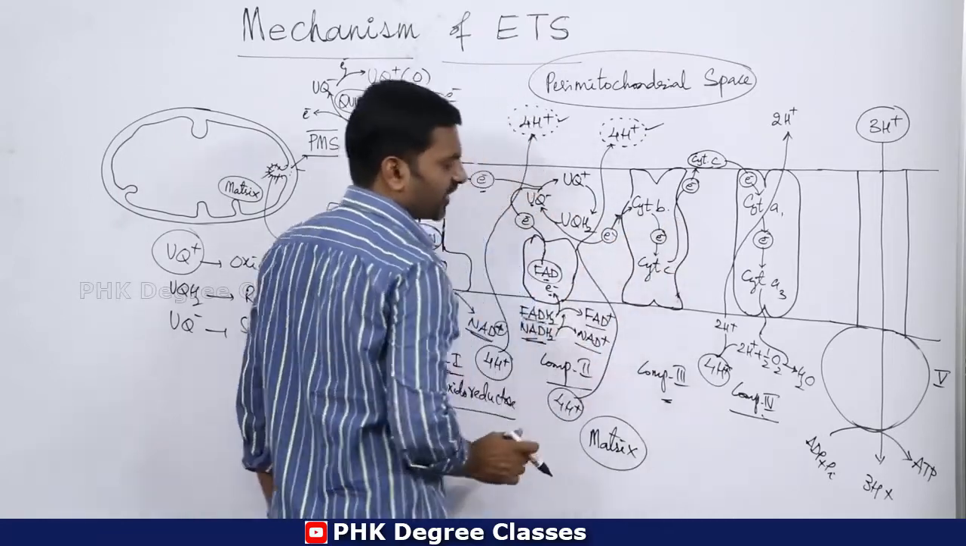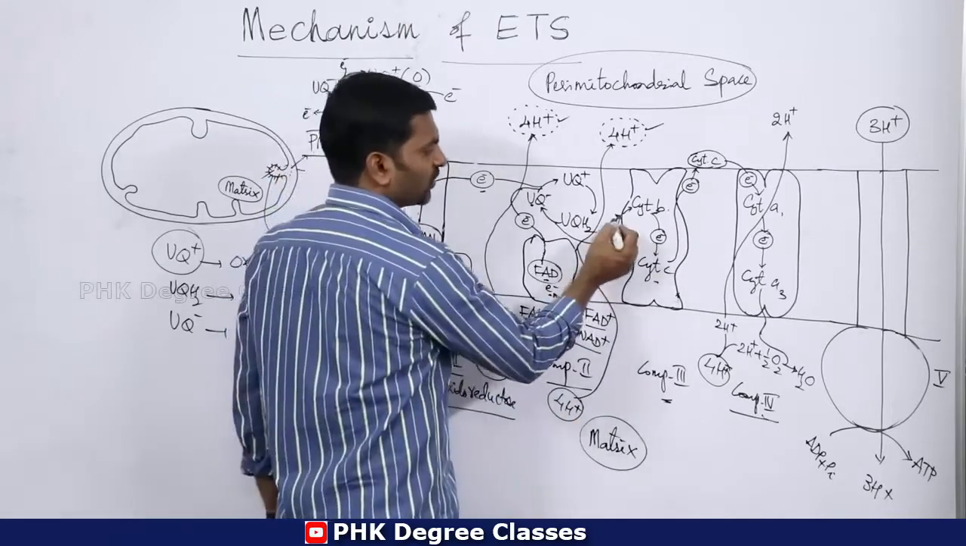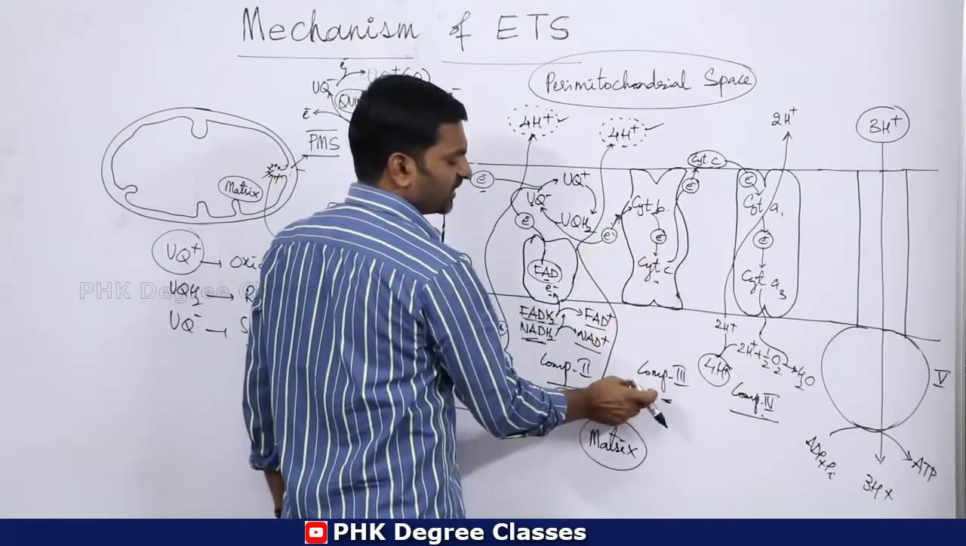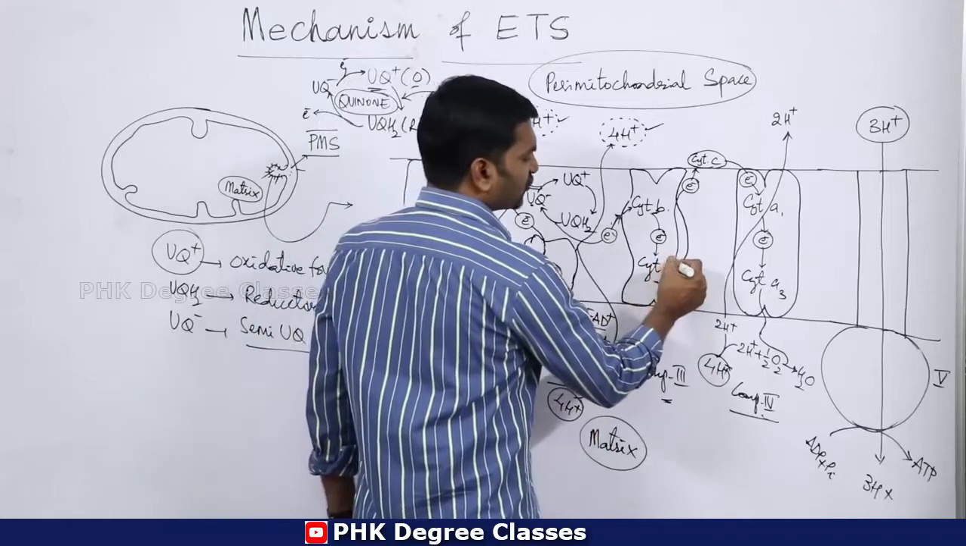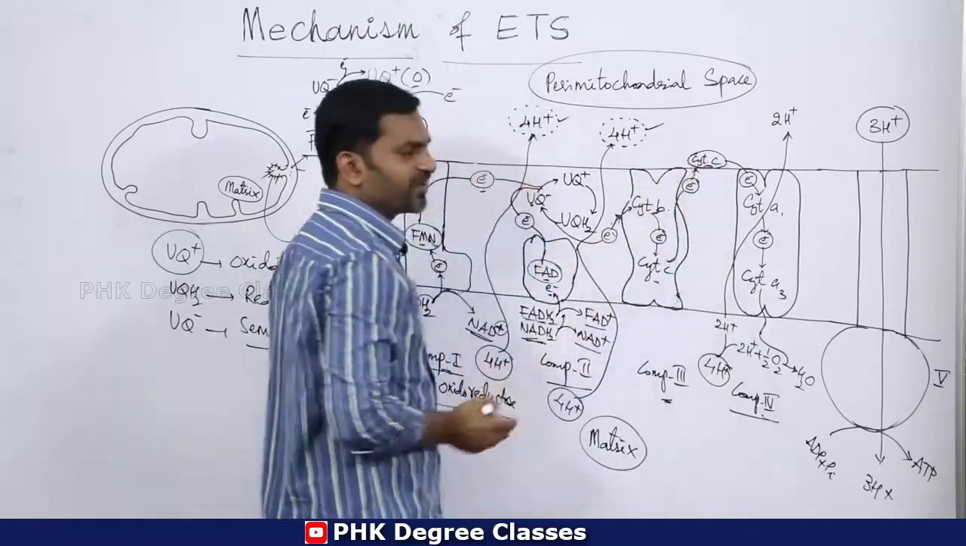Now this electron from the quinone cycle gets moved from ubiquinone to complex 3, that is the cytochrome b and cytochrome c1 complex. So this is the movement of electrons in complex 3. Then this electron moves from complex 3 to cytochrome c.